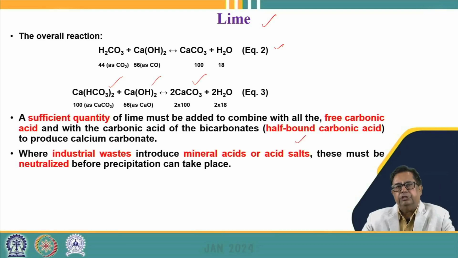The industrial waste also introduces a number of mineral acids and acid salts. So this needs to be neutralized before we go on to the precipitation process. So it is necessary that such industrial waste, which has low pH values, be neutralized by addition of lime before we can go for the actual precipitation of other dissolved materials.